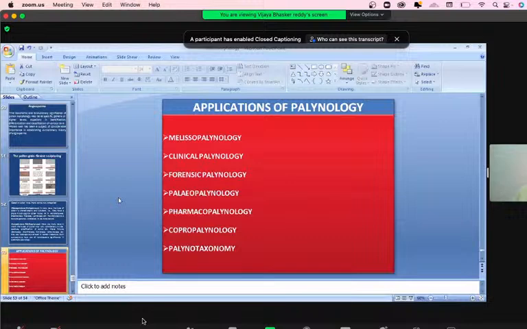For example, Strobilanthes kunthiana. That plant comes to flowering only once every 12 years. Once it is in flowering, all the mountains look blue. That's why they are called the Nilgiris. Nilgiri honey can be detected by the presence of Strobilanthes kunthiana pollen grains. Like this, we can identify the botanical source as well as the geographical source, and also confirm the purity of the honey samples. And clinical palynology is another important area where we can study allergies.